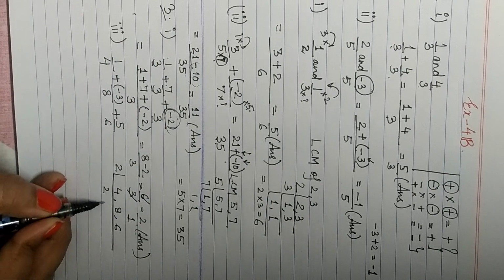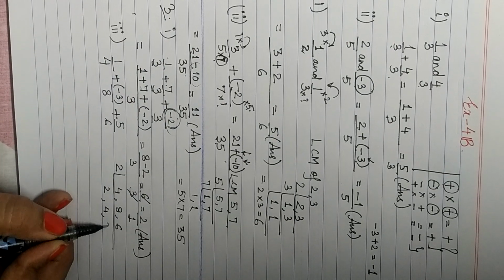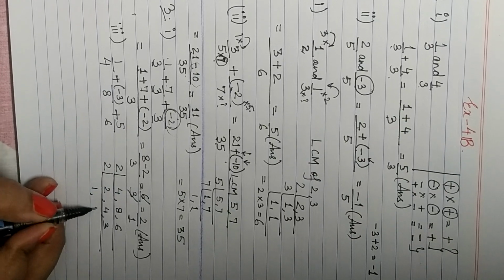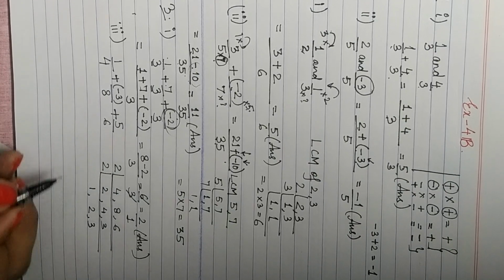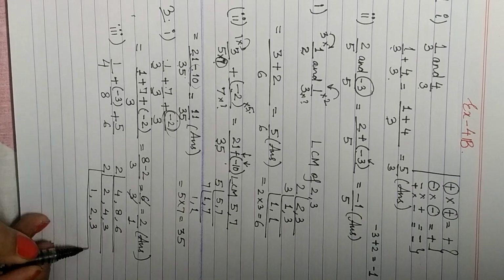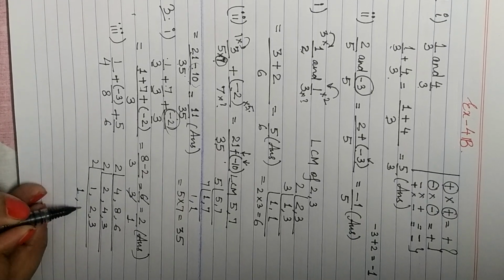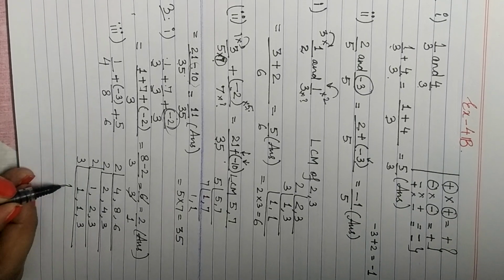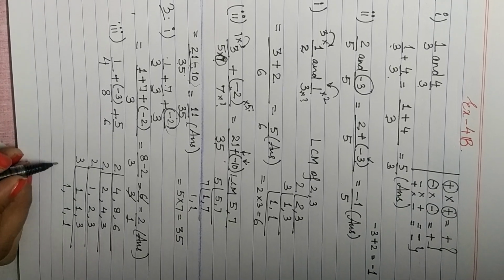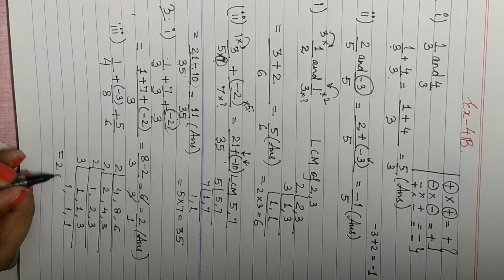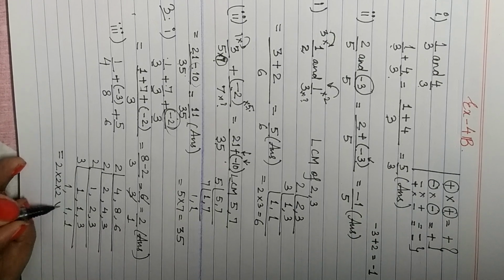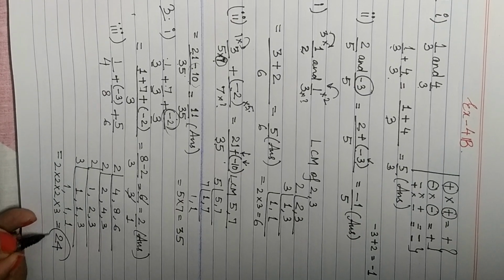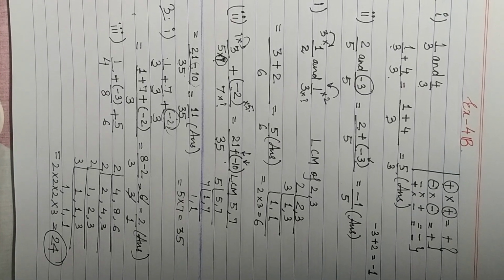2 2s are 4, 2 4s are 8 and 2 3s are 6. Again with 2, 2 1s are 2, 2 2s are 4 and 2 3s are 6. Again with 2, 2 1s are 2 and 3. Now with 3, 1 1 1. So we got it as 2 into 2 into 2 into 3, that is 6 into 4, which is 24. We got the LCM as 24.